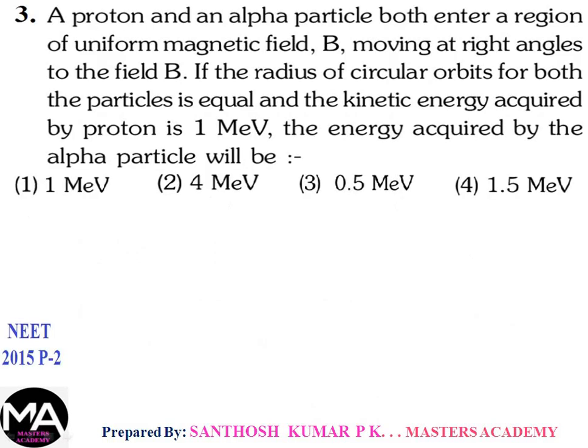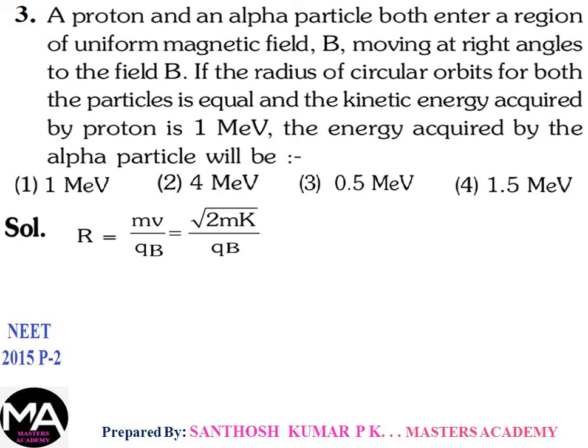Next problem. A proton and an alpha particle both enter a region of uniform magnetic field B, moving at right angles to the field. If the radius of circular orbit for both the particles is equal and the kinetic energy acquired by the proton is 1 mega electron volt, the energy acquired by the alpha particle will be. It is also from NEET 2015 phase 2.